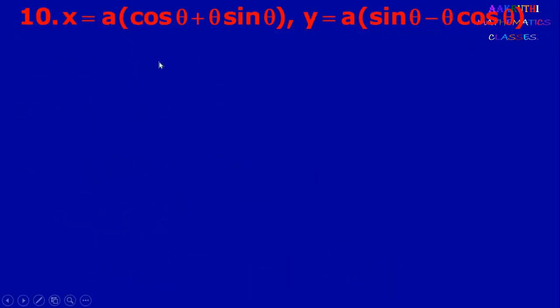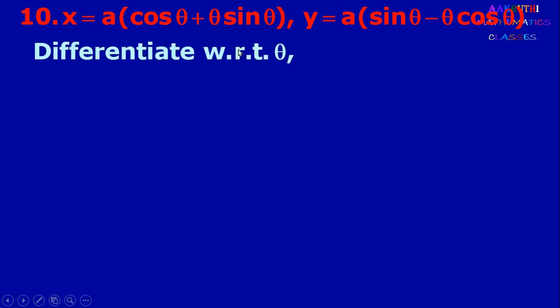Next question. If x equal to a into cos theta plus theta sin theta and y equal to a into sin theta minus theta cos theta, you have to find dy by dx. Now here x and y are expressed in terms of theta. So therefore theta is the parameter. Differentiate with respect to theta. So first find dx by d theta. Now here a is constant.